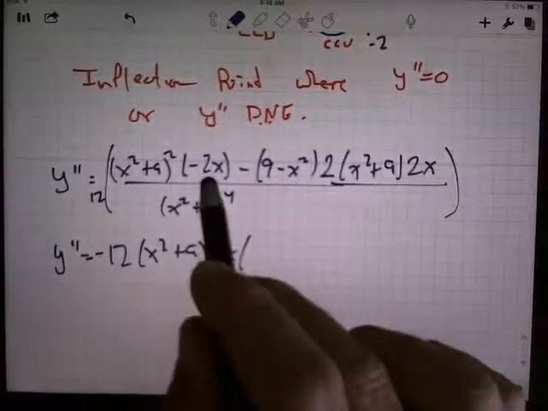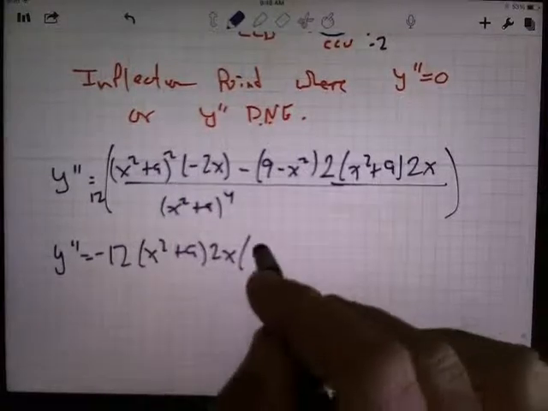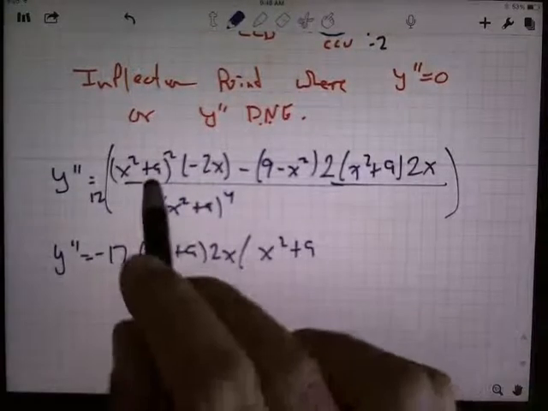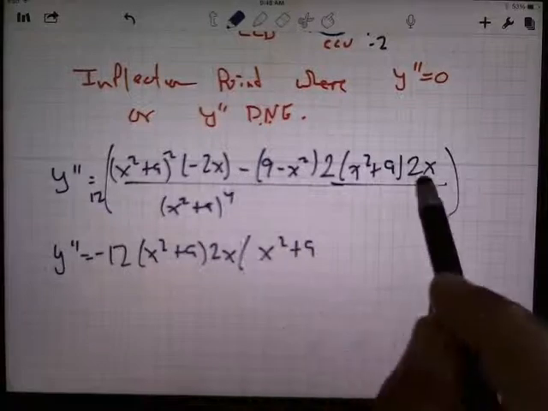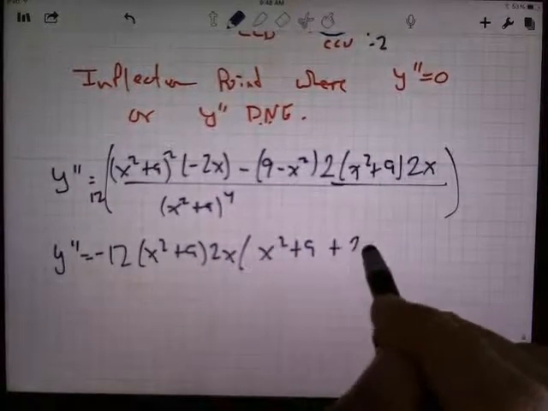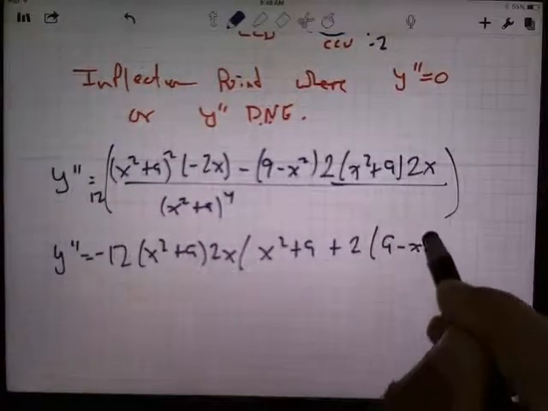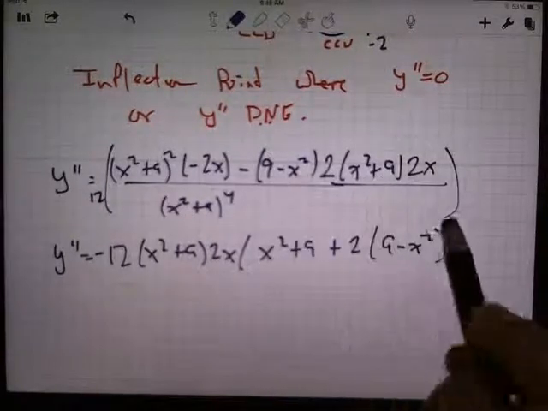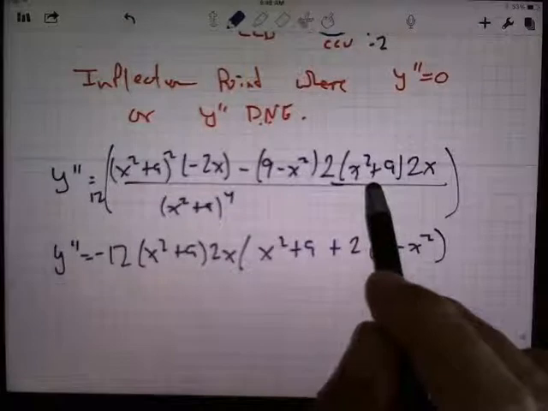So the negative 2x got factored out, that got factored out. So there's an x squared plus 9 left from here. The negative goes, the 2x goes, that goes. It looks like I still have a 2 times 9 minus x squared from this, because that got factored out, that got factored out.